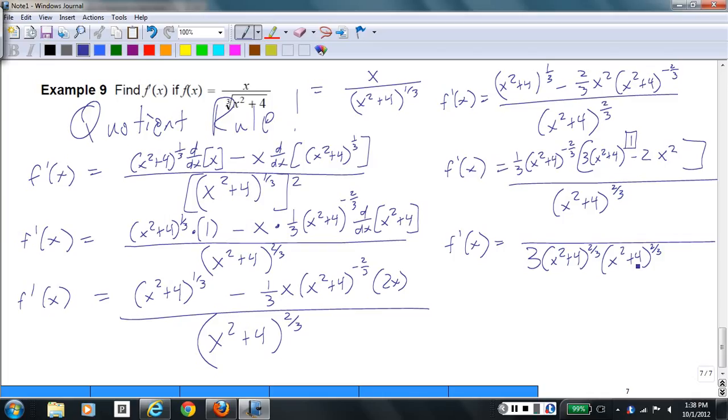And then let's deal with what's inside the brackets there in the numerator. Distribute the 3 across the parentheses, since that's just a 1 there. I'm going to leave it visible. 3x squared plus 12 minus 2x squared.